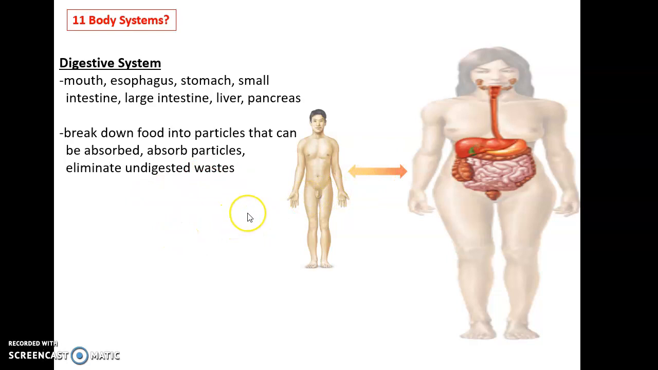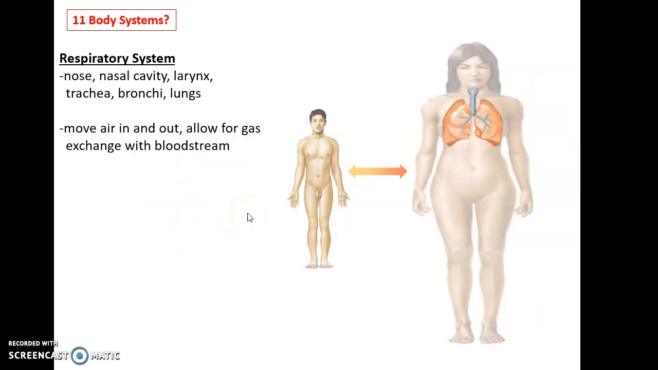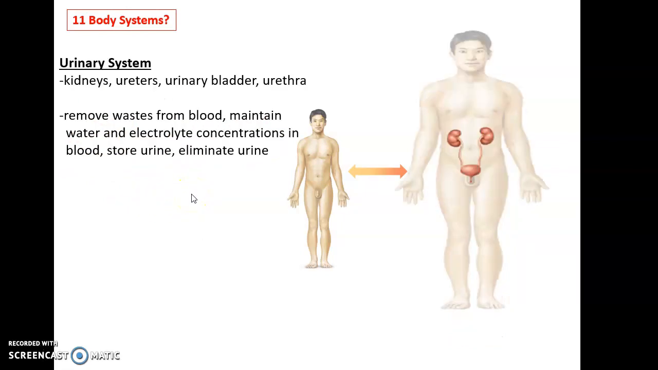The respiratory system includes the nose, nasal cavity, the larynx, trachea, bronchi, lungs, involved in the moving of air in and out of the lungs, and this allows for gas exchange, for blood to lose carbon dioxide into the lungs, and for oxygen to leave the lungs and go into the bloodstream.